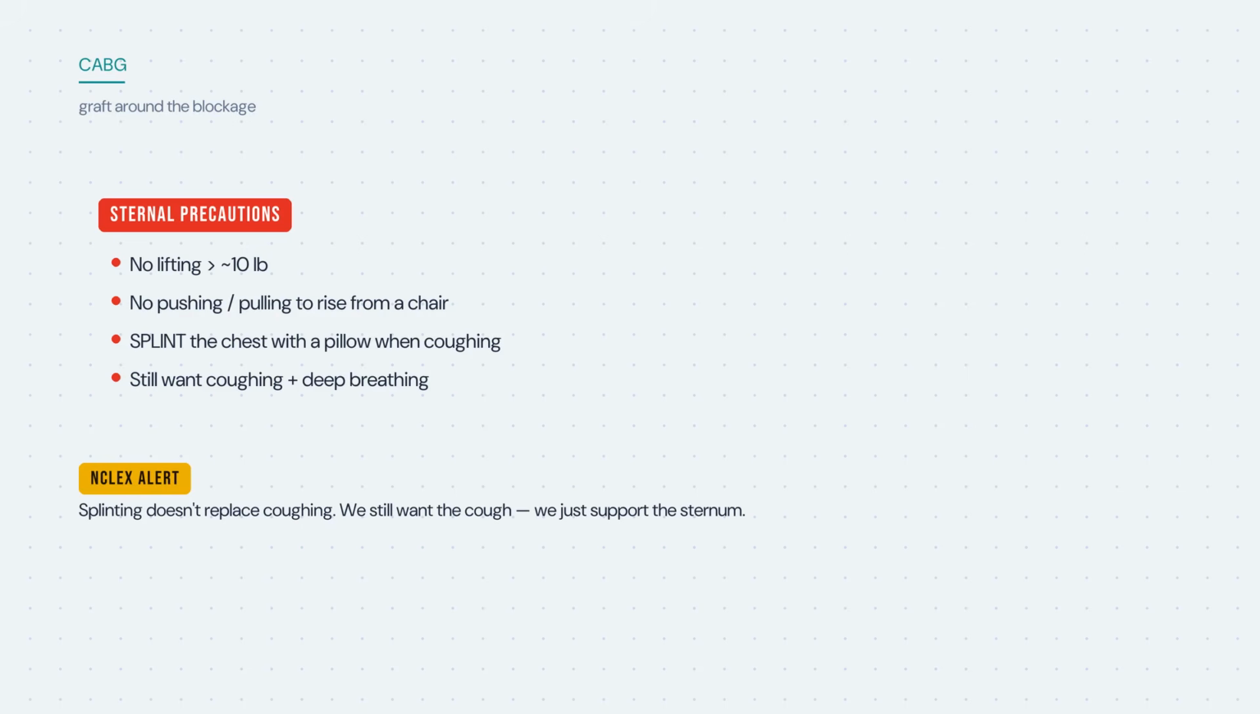Sternal precautions. No lifting more than about 10 pounds, no pushing or pulling to get out of a chair, and splint the chest with a pillow when coughing, because we still want them coughing and deep breathing to prevent pneumonia. Watch chest tube output, and report a sudden increase or a sudden stop.